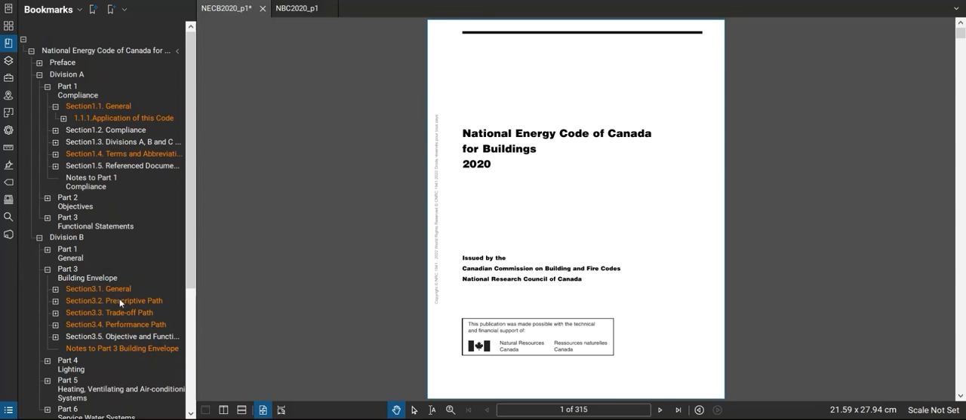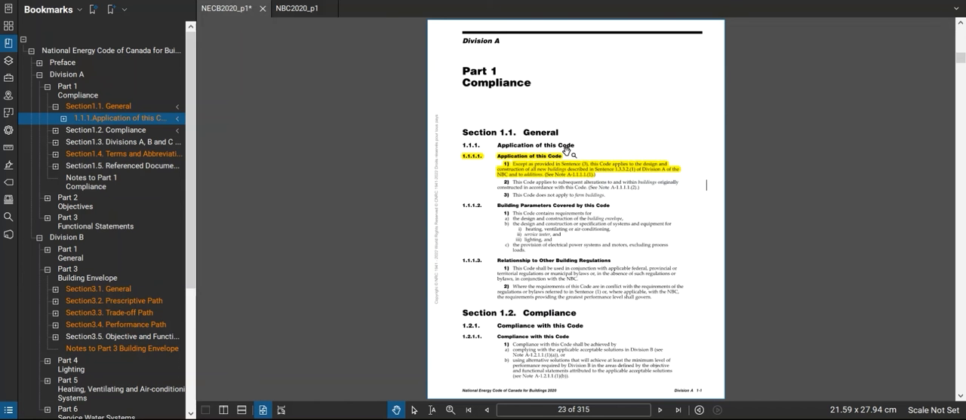But generally, there's three approaches to meeting the energy code. And those are your three options, so we'll take a look at those. And just jumping right in though, the first thing I want to take a look at is the application of this code. So we'll go to Division A Part 1, Section 1.1 in the general.